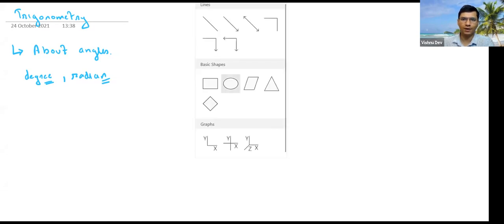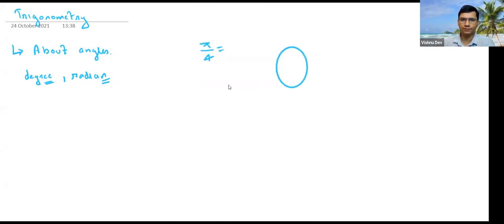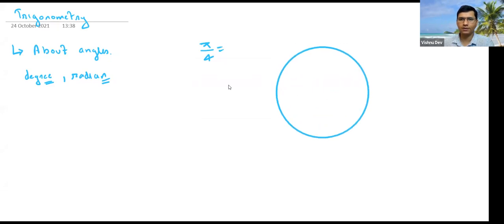Suppose I have a circle. I thought you guys already knew this, otherwise I would have sent you the video of this basic one. The radius is r. This is the radius r. This is your arc length, L. And the angle that is subtended at the center is theta. So is there any relationship between L, r and theta?